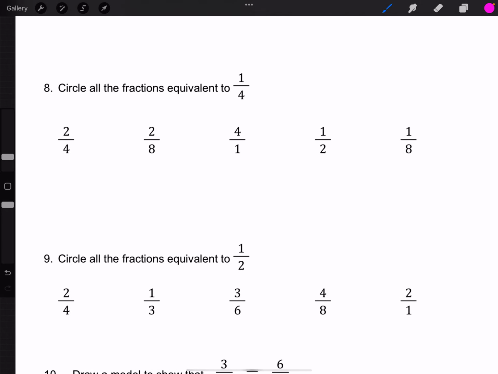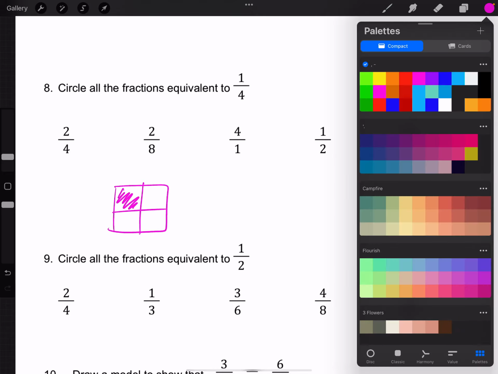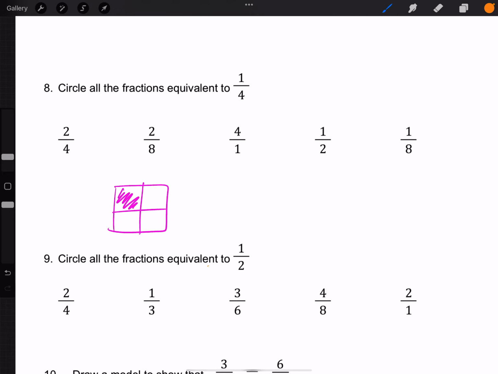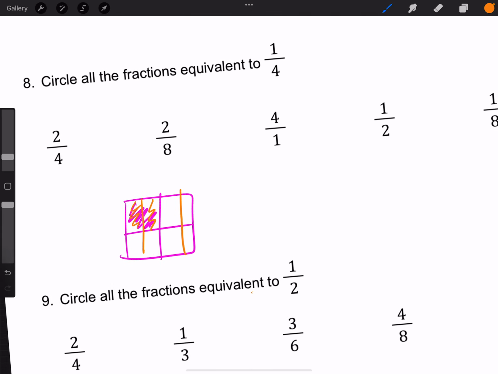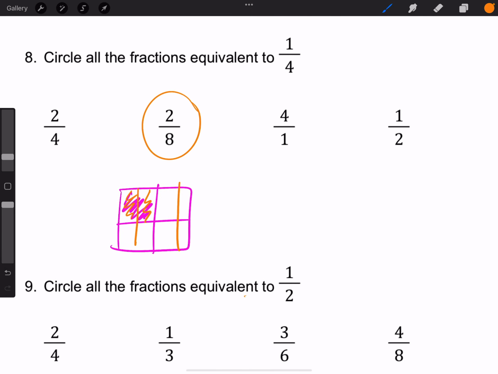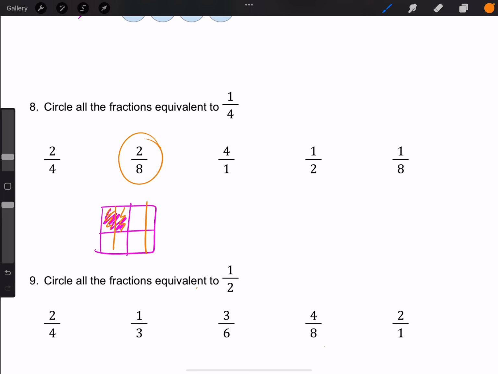Circle all the fractions equivalent to 1/4. We did this in 3 ways. The first way was drawing a model. So we were able to do 1/4 and see it as that. And then we were maybe able to even compare it and go, well, I could make this 8ths, and I see that my 2/8 is the exact same as 1/4. We can see it right there. So we know that 2/8 is equivalent. 2/4 is not equivalent. I can see it in the model. Hopefully we see that 4/1 is not equivalent.